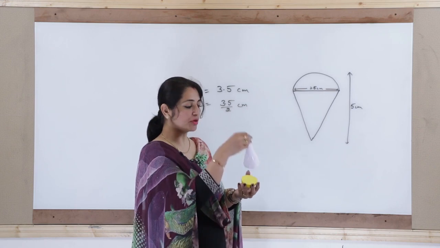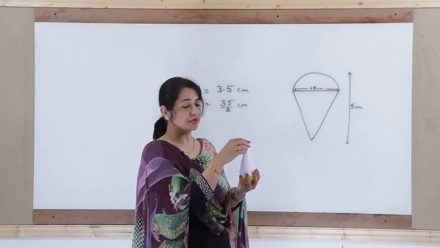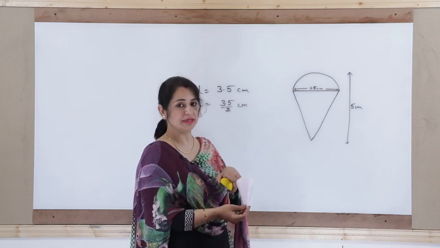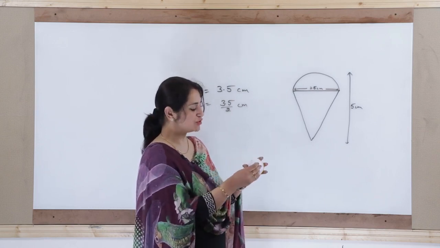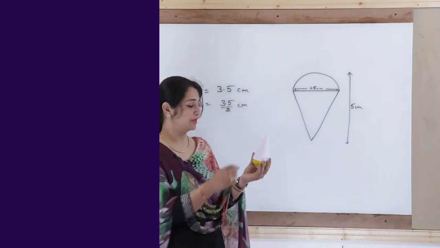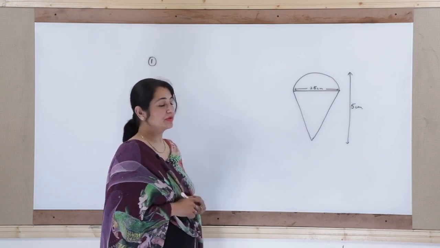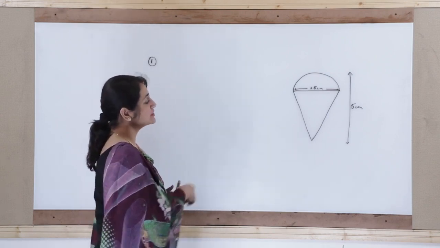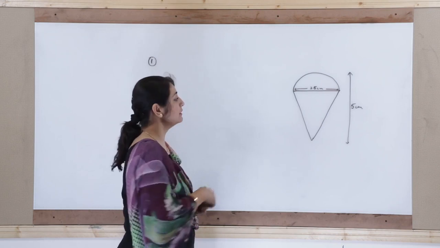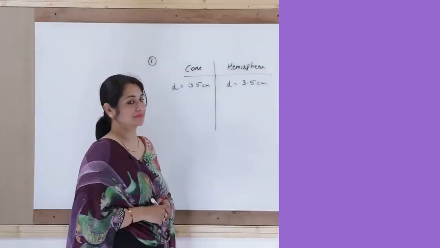And same is true for cone also. We will take the lateral or the curved surface area of the cone because its circular base, it has come in between these two shapes. So it has not formed the area of the toy. So to calculate the total surface area of this toy, we will simply add the curved surface area of hemisphere and the curved surface area of the cone. So let's start with the calculation.